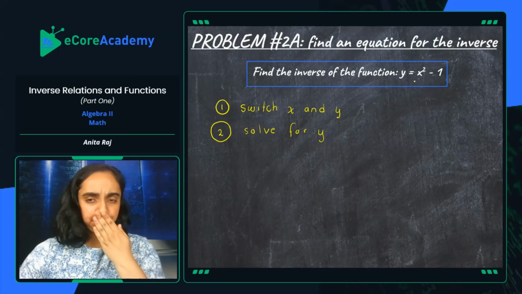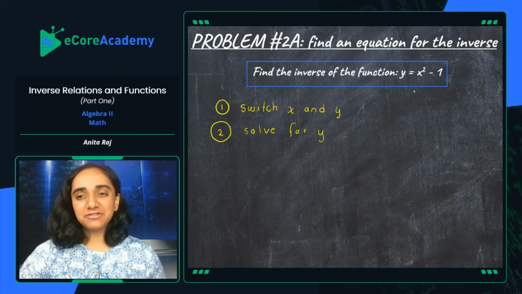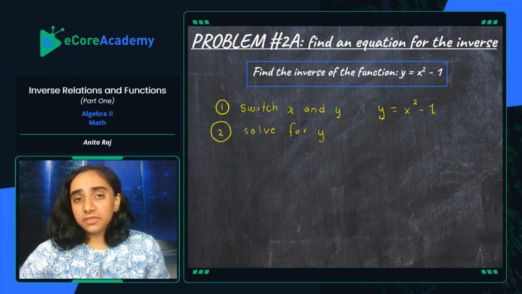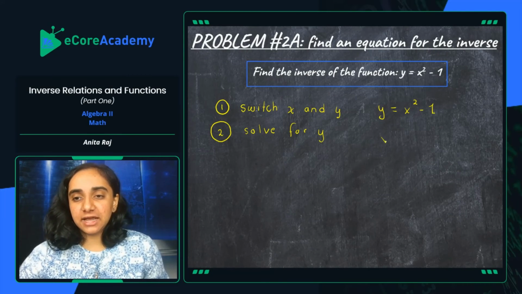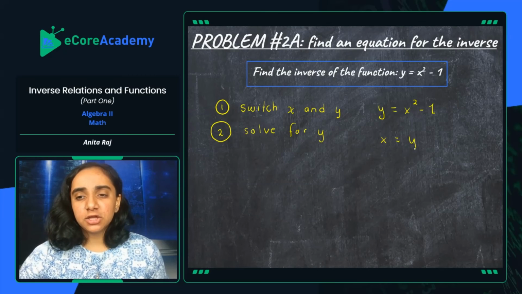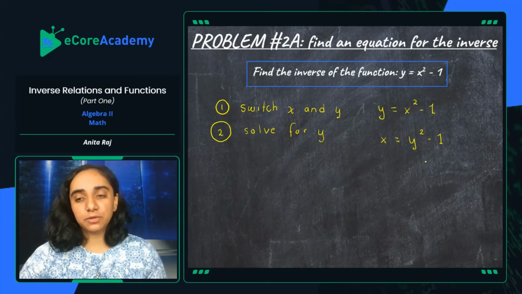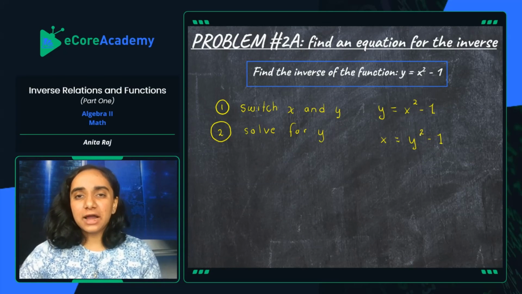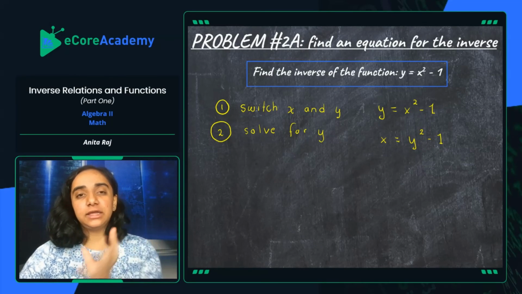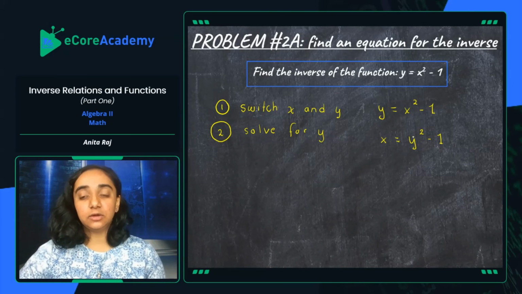So when we have, I'm going to rewrite the function we've been given, y equals x squared minus 1. Our first step is to swap x and y. So whatever was y in the original function, I'm going to rewrite it as x, and whatever was x in the original function or relation, I'm going to rewrite it as y. So x equals y squared minus 1. You're pretty much just literally switching the variables. Afterwards, we're going to solve for y now. So we're trying to get y by itself and have our new inverse be y equals whatever is on the other side of the equation.